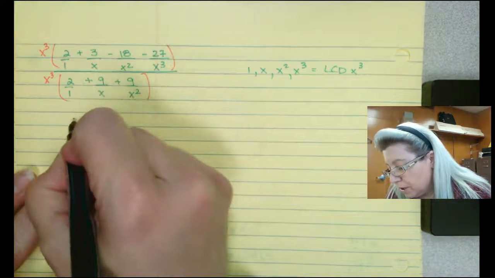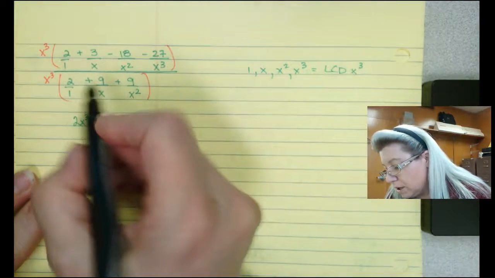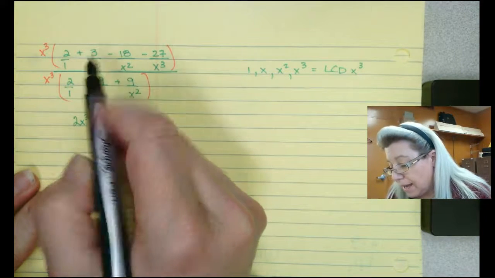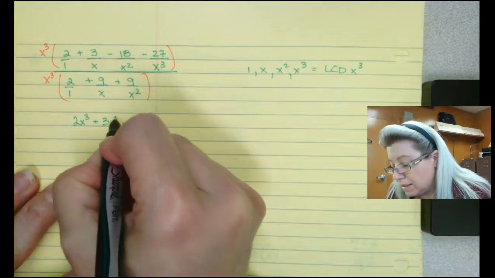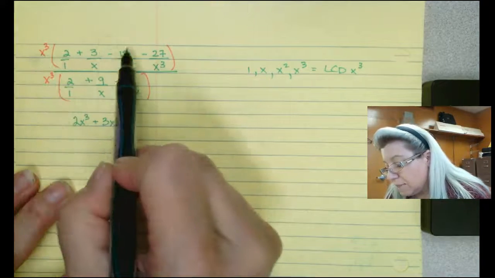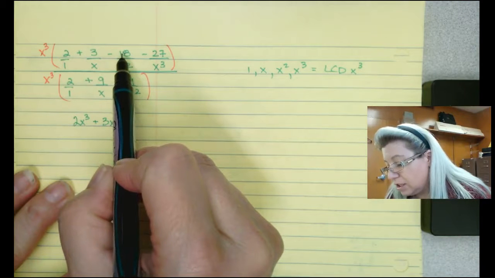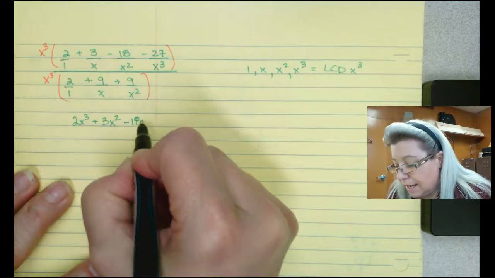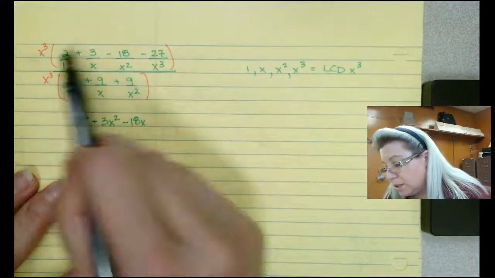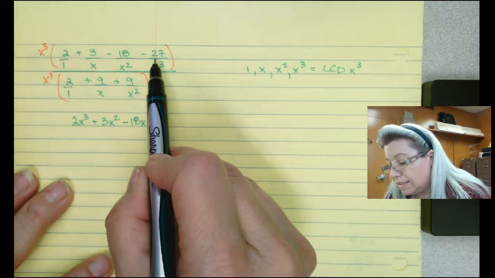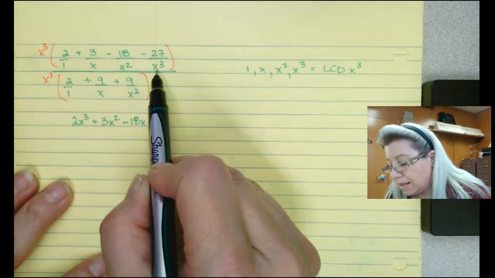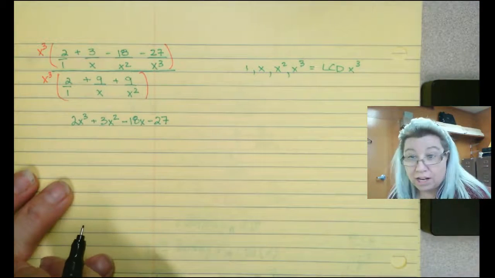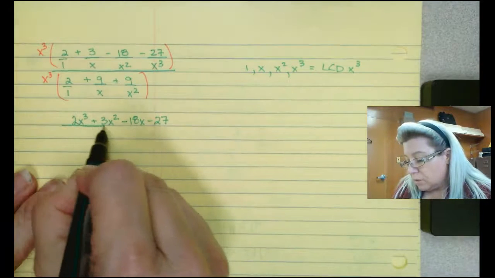X cubed times 2 is 2x cubed. X cubed times 3 is 3x cubed, but divided by x is 3x squared. X cubed times negative 18 is negative 18x cubed, but divided by x squared is minus 18x. X cubed times negative 27 is negative 27x cubed, but divided by x cubed is negative 27. The top number, no more fractions. Let's deal with the bottom number.